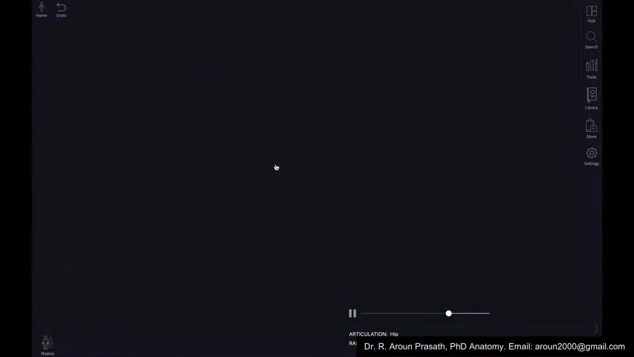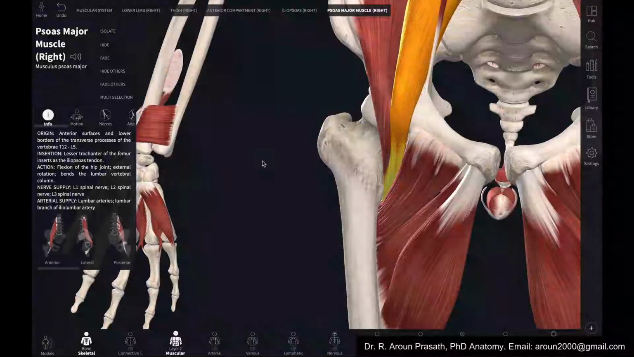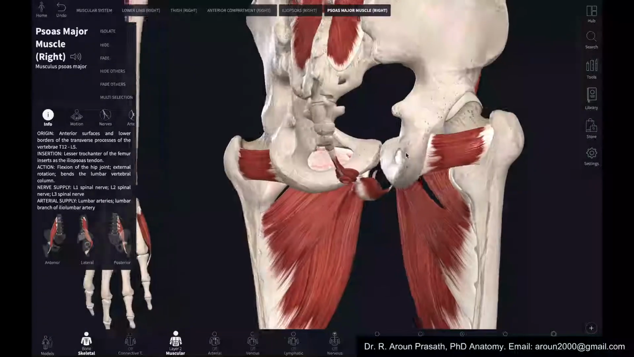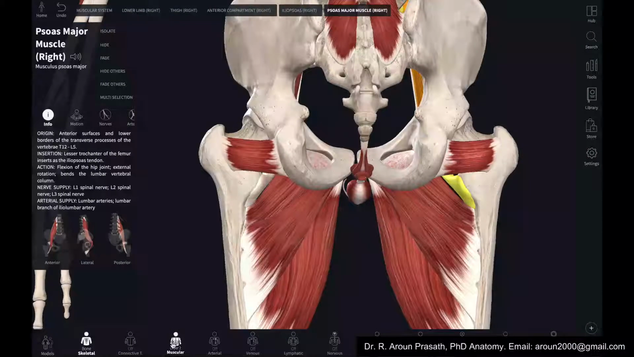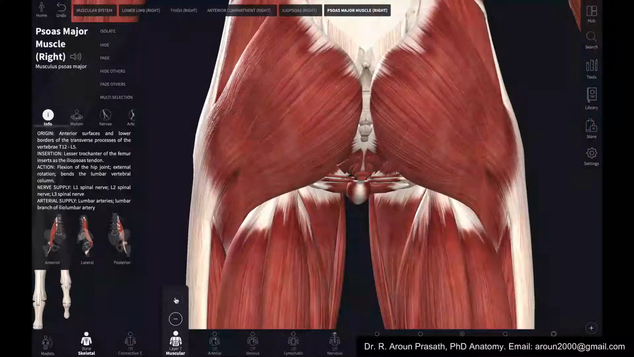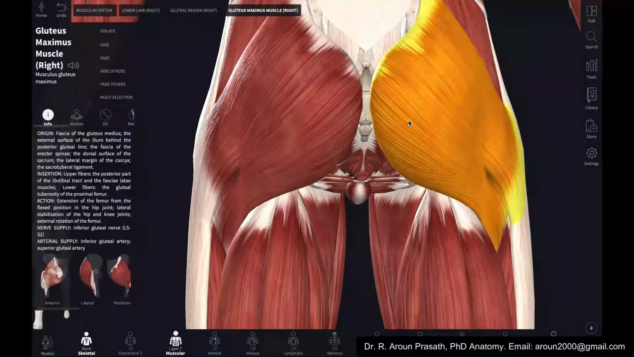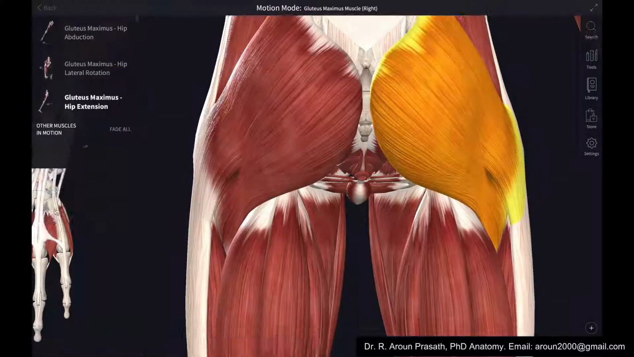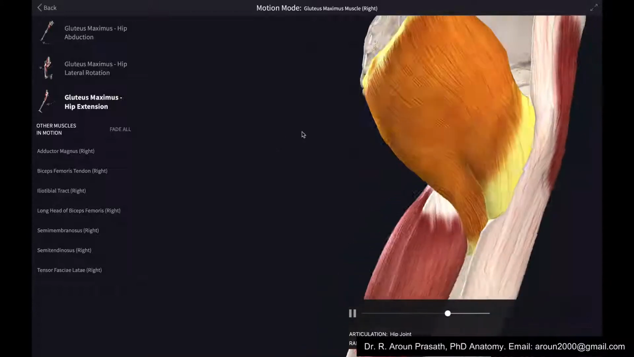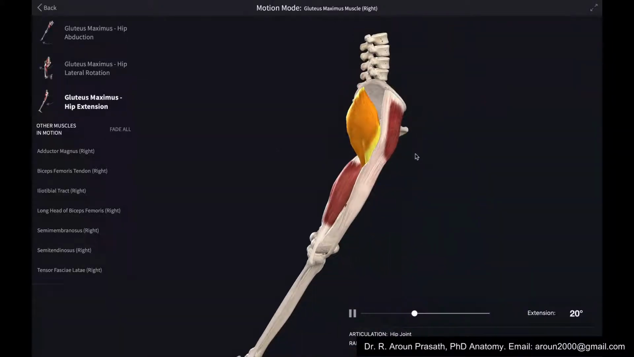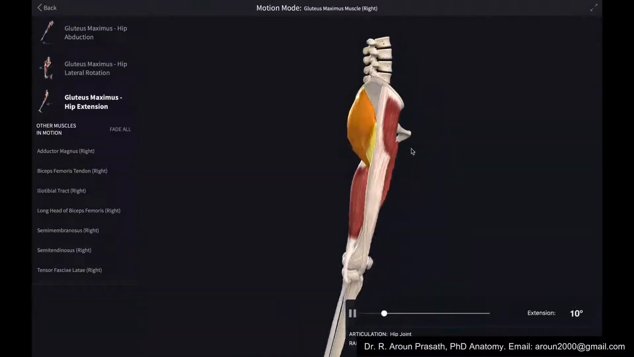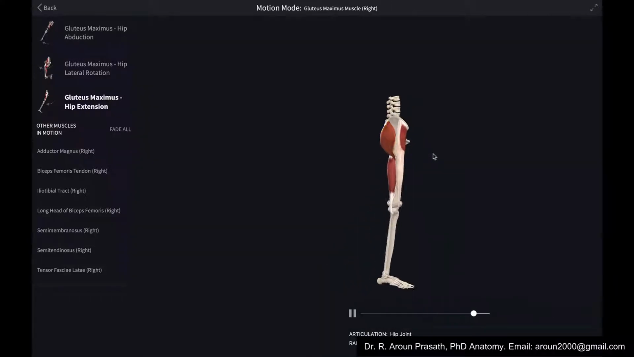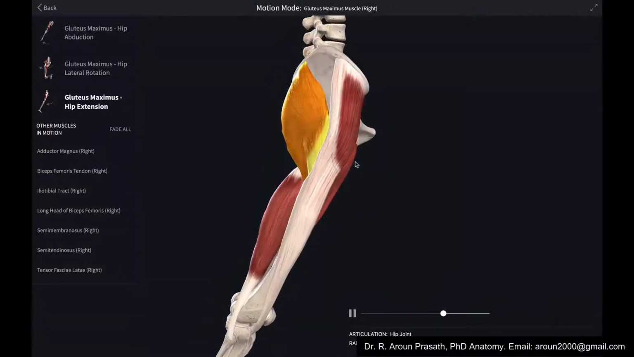It depends. Now I will show you the main muscles: the gluteus maximus and the biceps femoris. If you look at the muscles on the posterior side, the gluteus maximus is the largest bulk muscle in the body, and this causes hip extension, which is around 35 to 45 degrees.